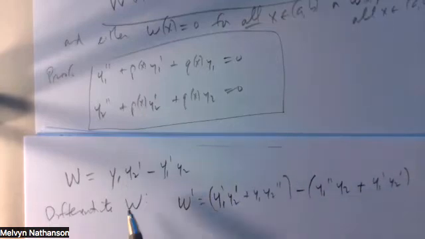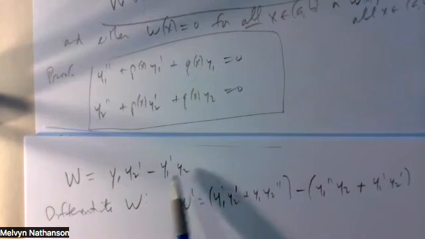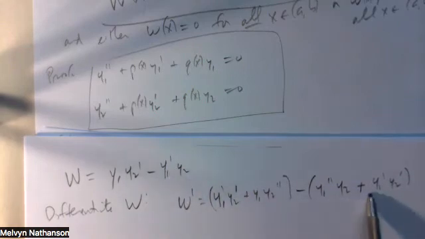It's plus, right? Minus the derivative of this, that's y1 double prime y2 plus y1 prime y2 prime. And this term and this term cancel. So this is just equal to y1 y2 double prime minus y1 double prime y2.